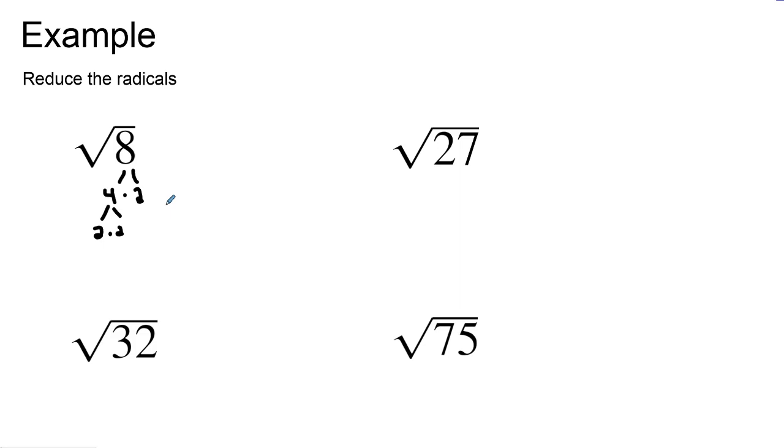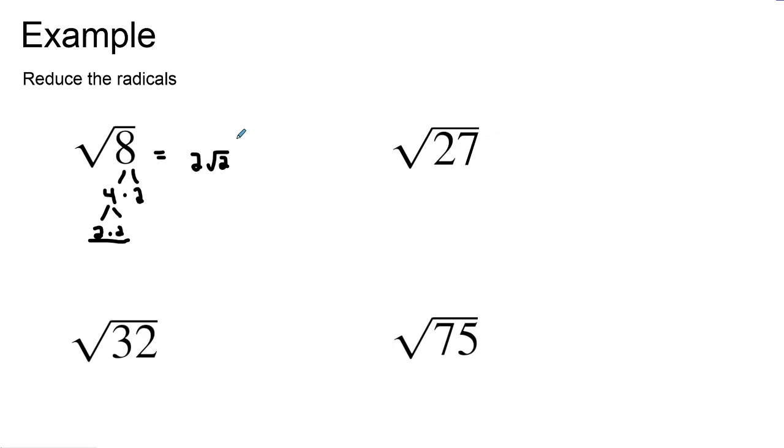So now I have 3 2's here, so I can take 2 of them out. So I'm going to take these 2 out, and I get 2 multiplied by the square root of 2. That's it. There's nothing else left to factor, simplify, or multiply. Square root of 8 is equal to 2 times the square root of 2.